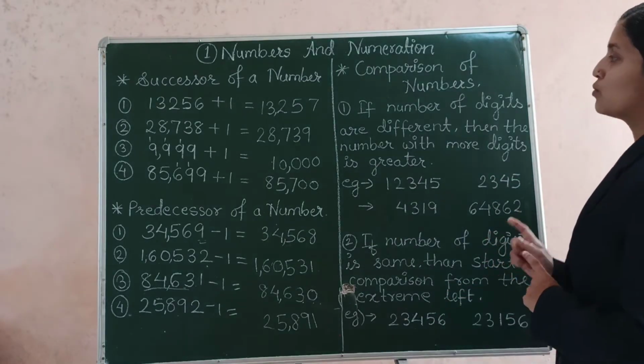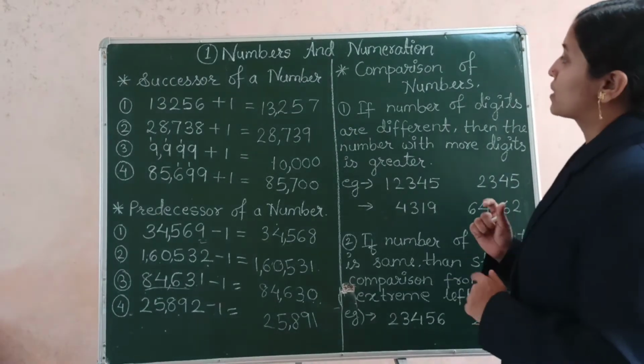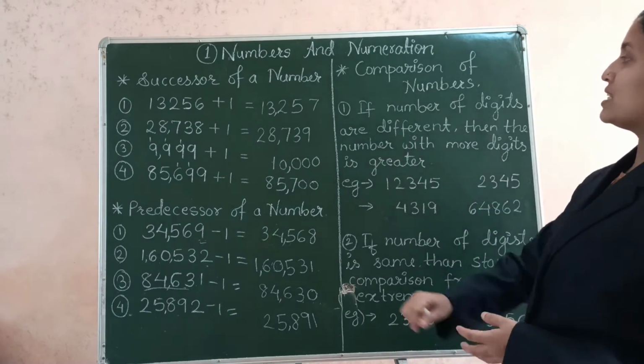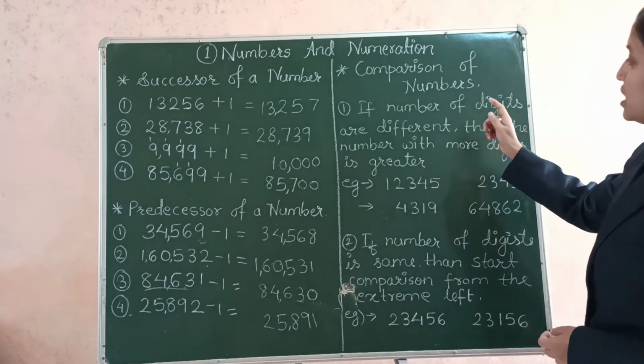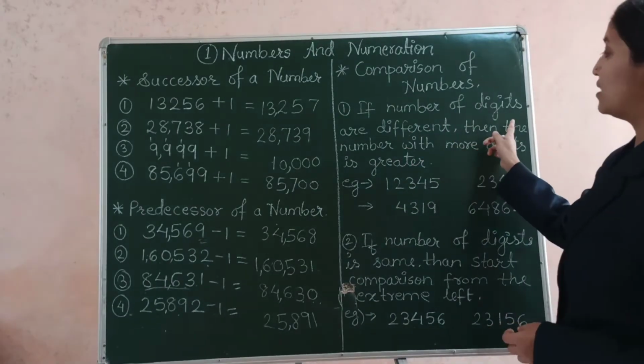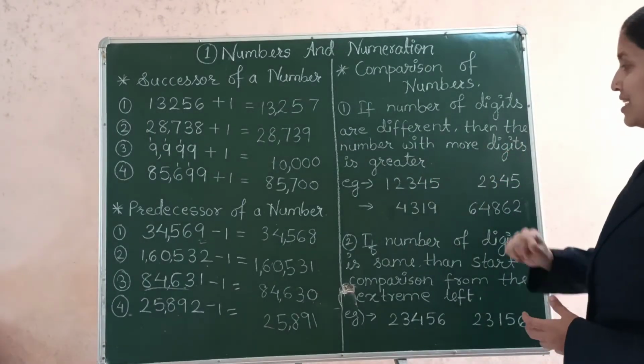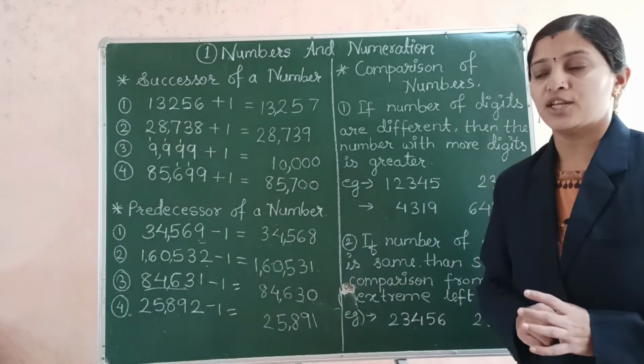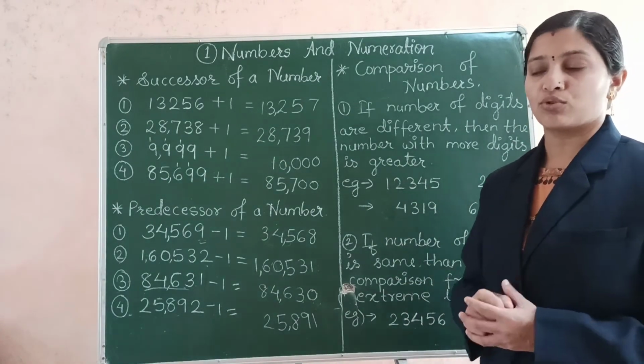Now we will just revise the rules for comparing the numbers. So here you can see the first rule is, if the number of digits are different, then the number with more digits is greater. Suppose 2 numbers are given to you, then you have to count the digits in both the numbers.